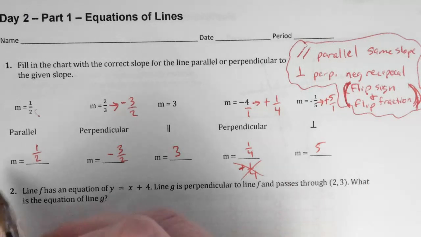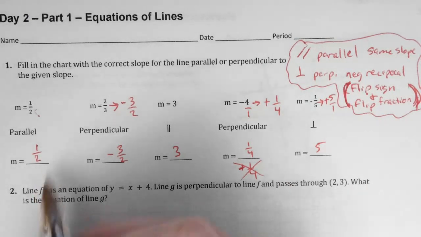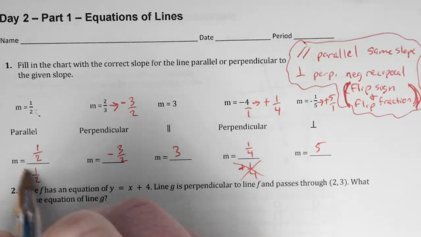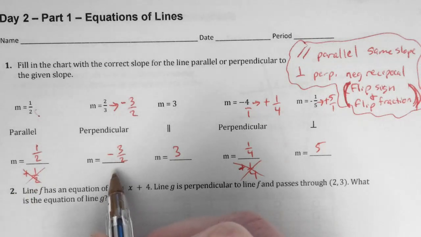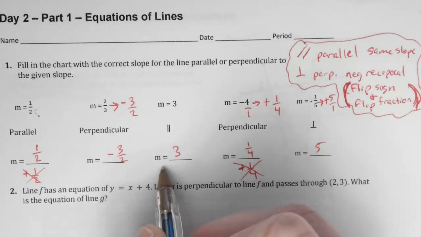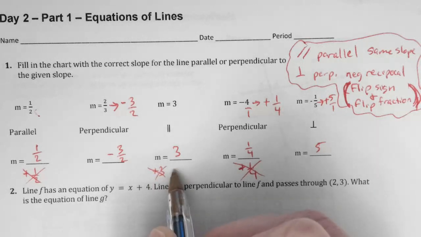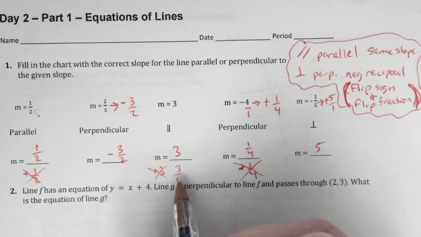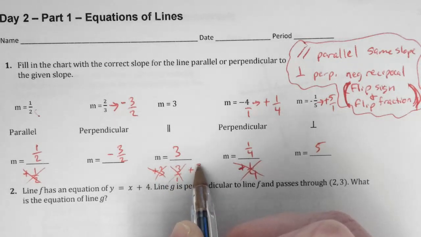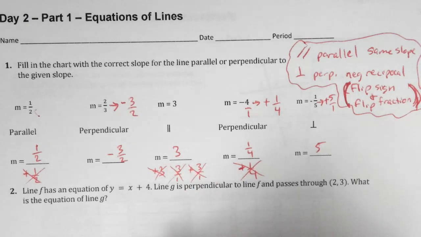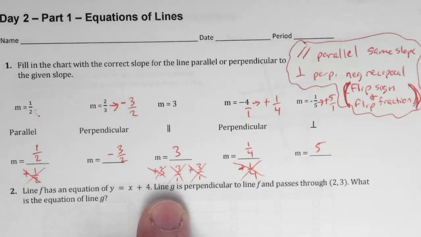All right, so let's talk about a couple things. If you put positive 1/2, that would be wrong. Over here, if you put a positive 3, it's wrong. If you put a 3 over 1, it would be wrong. If you put positive 3 over 1, it would be wrong. So I'm just pointing out some things that some people accidentally do without realizing it. So these are the best answers.